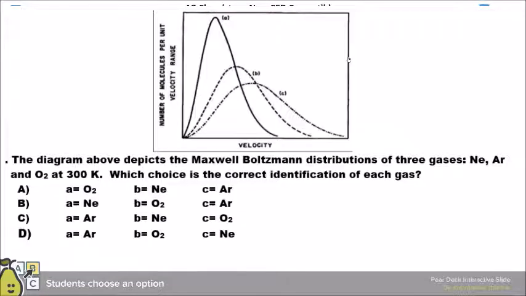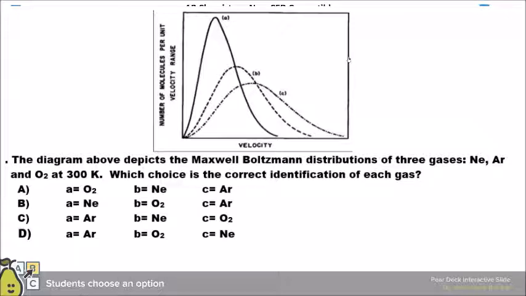So here's a kind of question that you may see. You got 3 gases. Each of them is at the same temperature: neon, argon, and oxygen. What is the correct identification of each gas? So they're either going to ask you about the same gas at different temperatures, or they're going to say 3 different gases at the same temperature. And this is that latter choice.